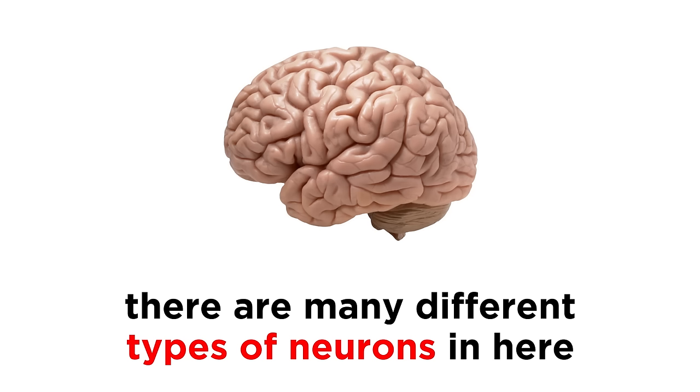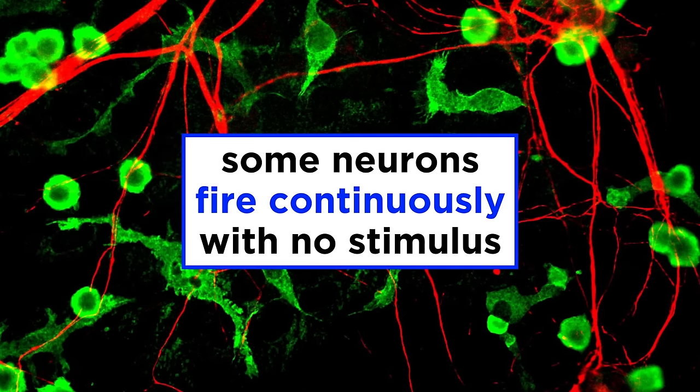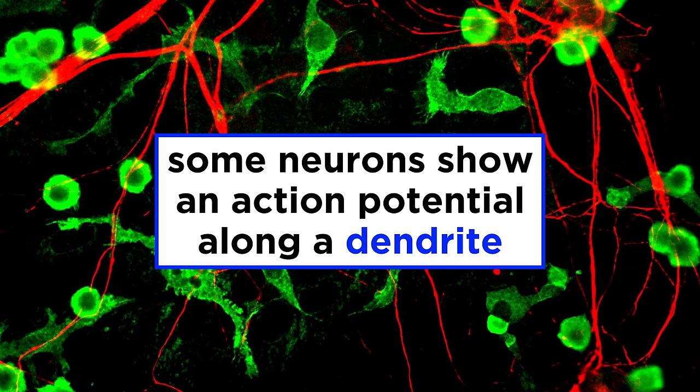In mammalian brains like ours, there are many different types of neurons. Some have very short axons, or none at all, which means no action potential, and conduction is passive and decremental, meaning it is initiated and then simply weakens as it moves along the membrane. Some fire continually, even with no stimulus. Their action potentials can vary in frequency, amplitude, and duration. Some show action potentials along dendrites, so this activity is not strictly limited to an axon.